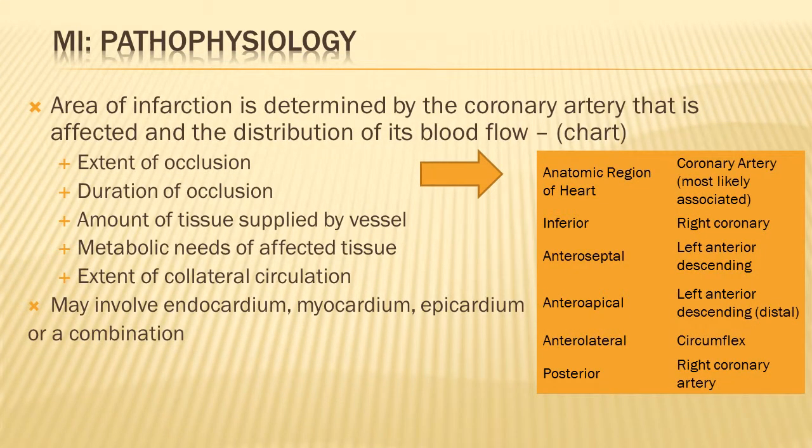So it's really dependent upon the coronary artery that's occluded or damaged and which part of the heart it will be on. So it could be the extent of the occlusion, the duration, the amount of tissue that's supplied by the vessel, such as the LAD, which supplies a good piece of the anterior part of the heart, and the metabolic needs of the affected tissue. And then, of course, if there's collateral circulation, that's better. And it could involve the whole endocardium, myocardium, or epicardium. It could be a combination of two, or it could be all three of those.